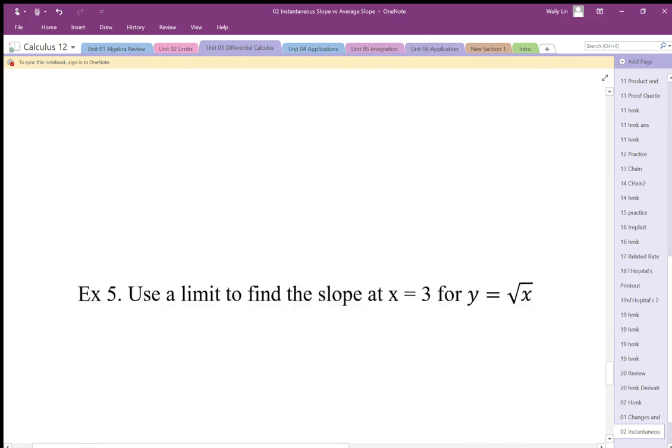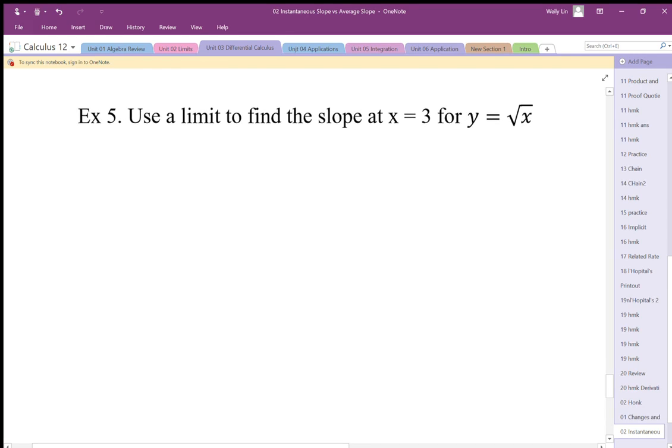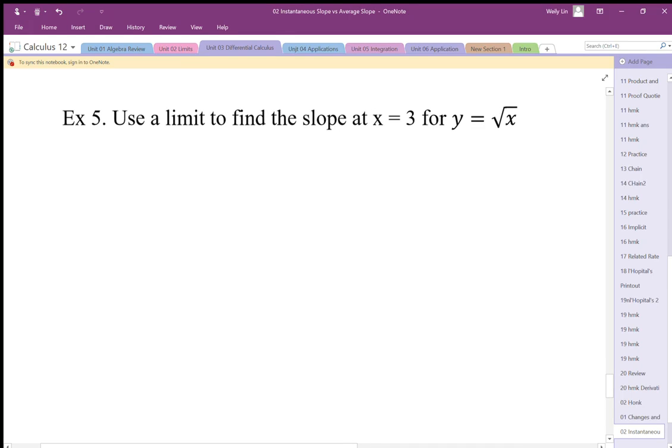So this one here is going to be looking at the slope at x equals 3 on this square root function. Okay, so first of all, I'm going to draw my square root function. At x equals 3, y is equal to root 3. Okay, so there's my point. I'm going to select some arbitrary point close to it. I'm going to call that 3 plus h. And so the y coordinate of that is going to be square root of 3 plus h.